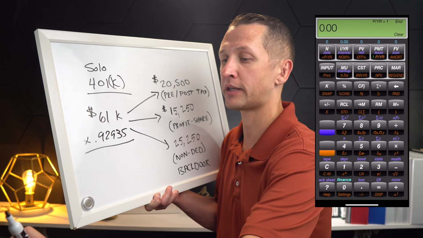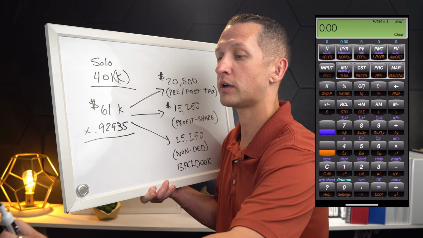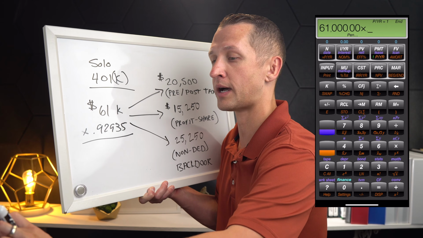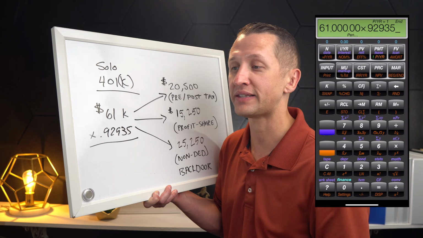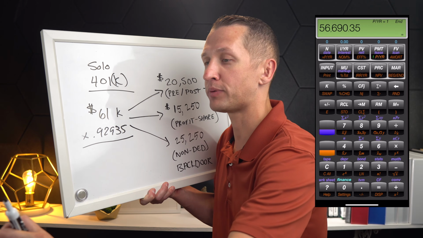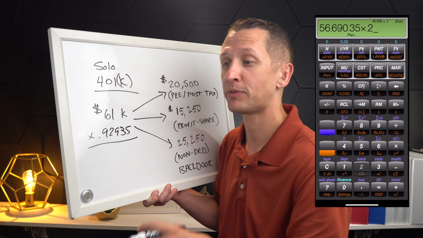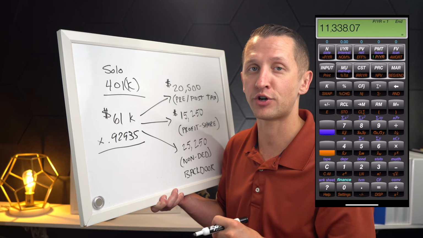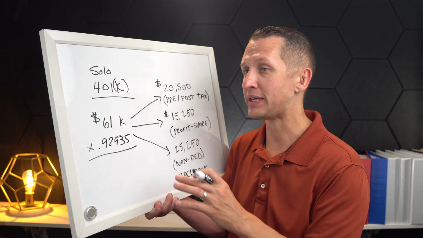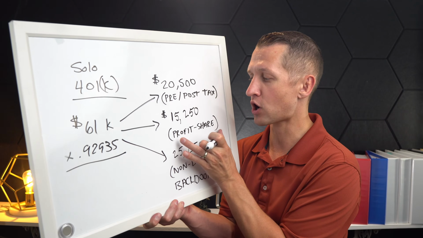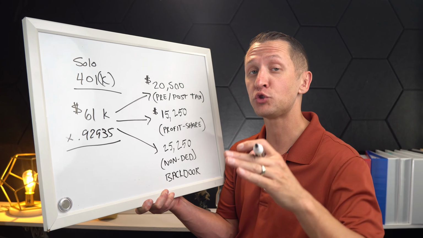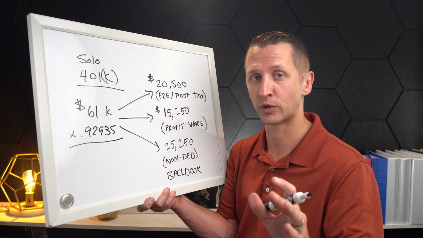So let me bring up the calculator to explain this. If our net profit was $61,000 times 0.92935, that is going to be $56,690. That is our planned compensation. So we then multiply that by 0.2, or 20%, which would be $11,338 as a profit sharing contribution. That would be the same type of contribution as a pre-tax contribution. It can only be made to the traditional side of your solo 401k.